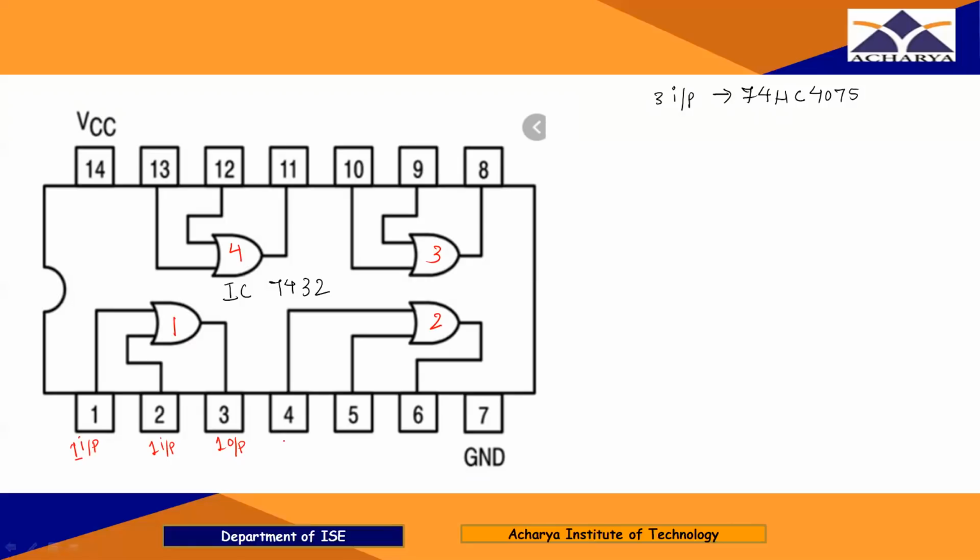And for the second gate, pin numbers 4 and 5 are the inputs, and pin number 6 is the output. See here, 7 is ground and 14 is VCC. Right? So for the third gate, pin numbers 9 and 10 are the inputs, 8 is the output. And for the fourth gate, pin numbers 12 and 13 are the inputs, pin number 11 is the output.